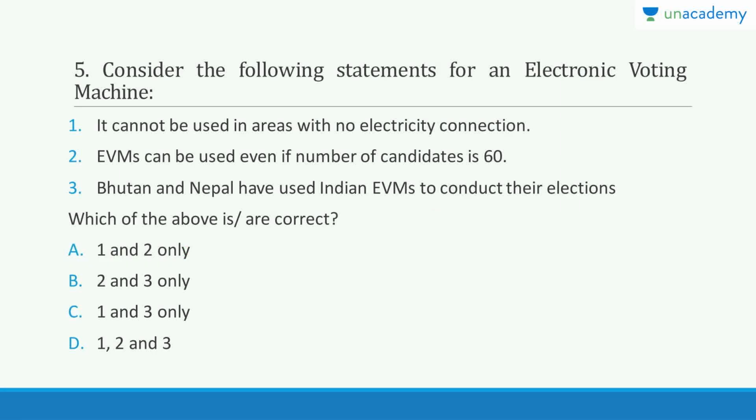Question number 5. Consider the following statements for an electronic voting machine. It cannot be used in areas with no electricity connection. Obviously it can be used there, it just requires a battery, so this is absolutely wrong.